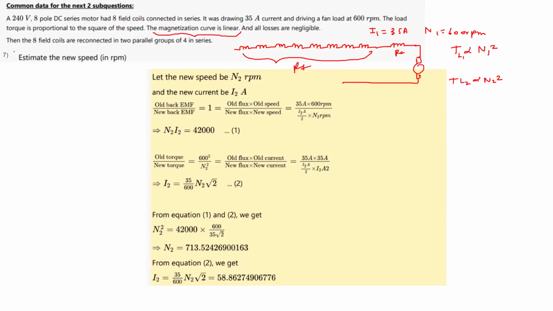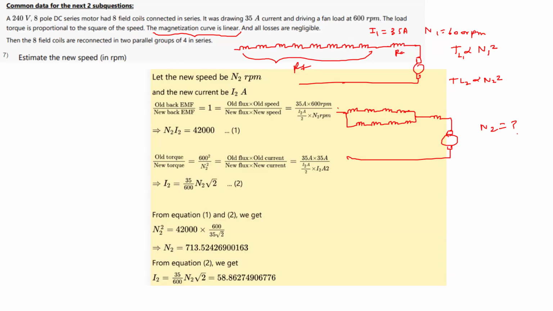Now in the second case, what we have to do is the 8 field coils are reconnected in 2 parallel groups of 4 in series. So now it is like this, 2 parallel groups of 4 in series like this. So this is the new situation. Now in this case, we have to find out the new speed. What will be the speed N2?